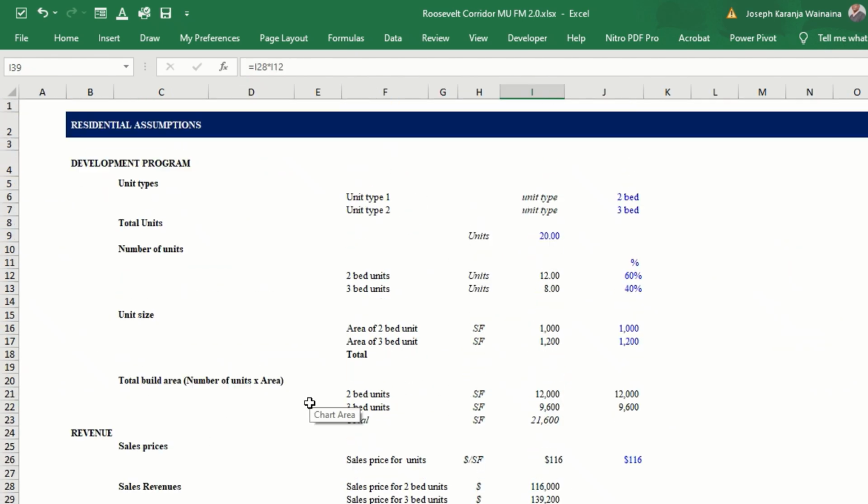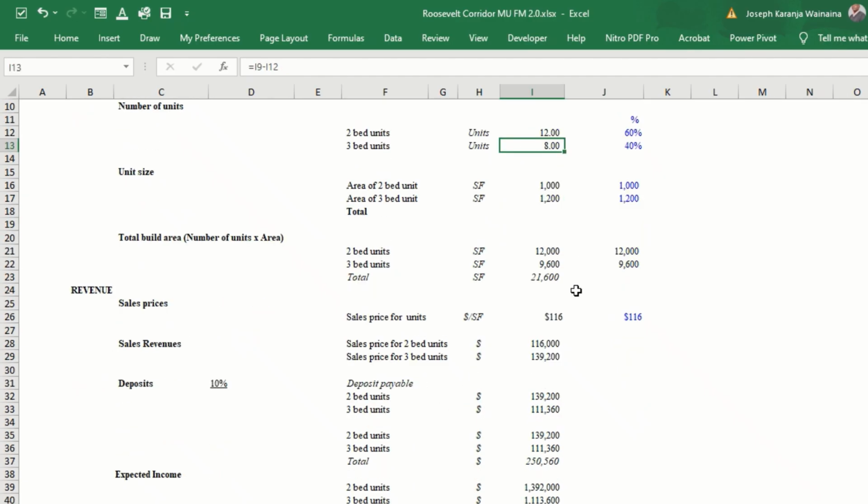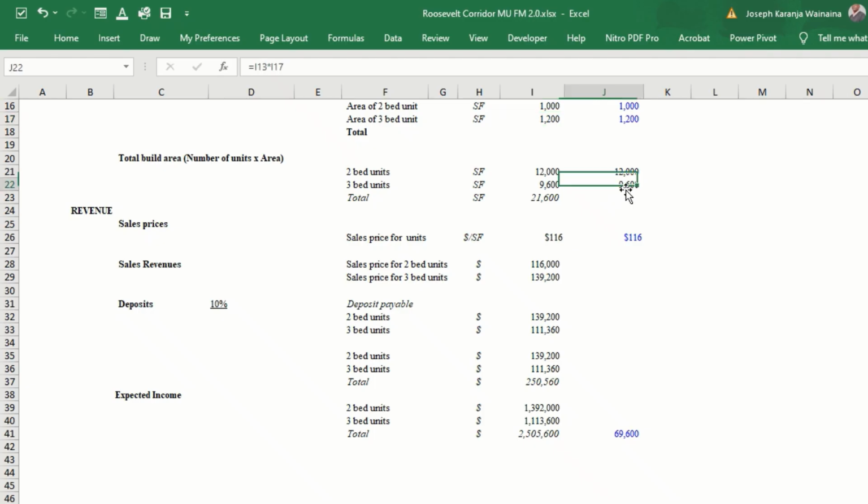So for the condos, these are the rental for the sales income projection. Sorry. So we do have different unit types. We have 2 beds and 3 beds. So these are 20 units in total. Then you can see the split between the 2 and the 3 beds, the unit sizes. We also have the total built-up area.